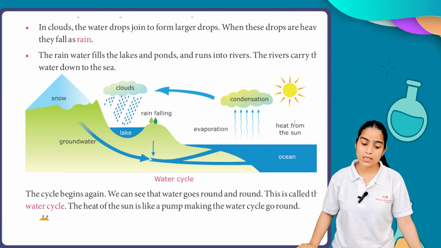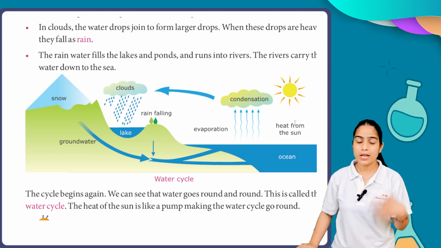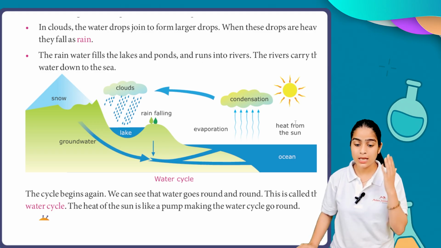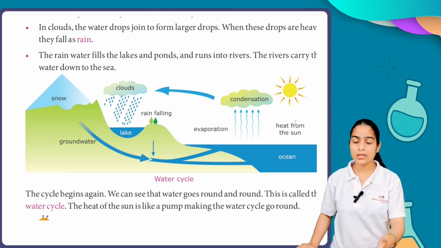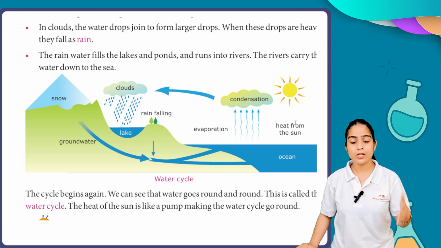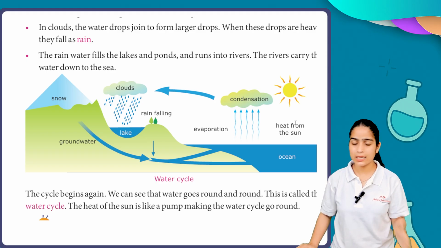The heat of the sun is like a pump making the water cycle go around. As in our body, the heart is pumping 24/7, similarly, in the water cycle, the sun plays a very important role by pumping the steam again and again, giving heat rays towards the rivers, ponds and lakes we have.